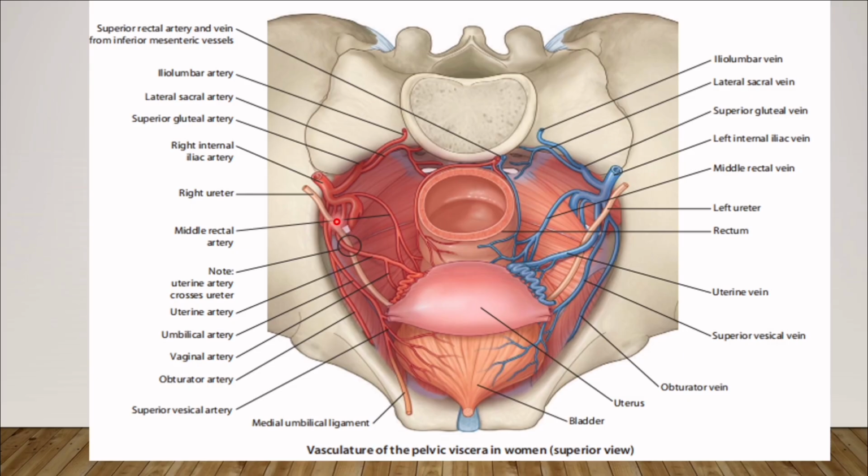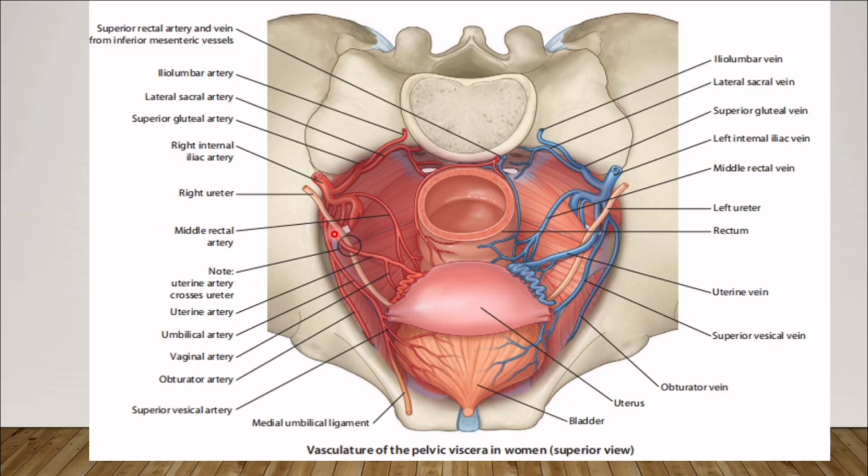Then another visceral branch in females is called the what? The uterine artery. The uterine artery. It forms a very important relation with the ureter. Ureter comes from the what? The kidney. It contains urine. So it crosses over, the uterine artery crosses over the what? The ureter. This is very important.